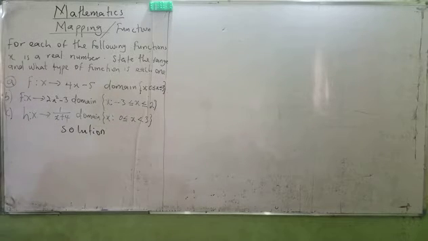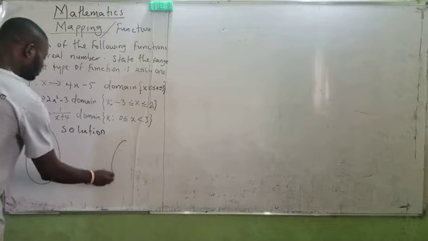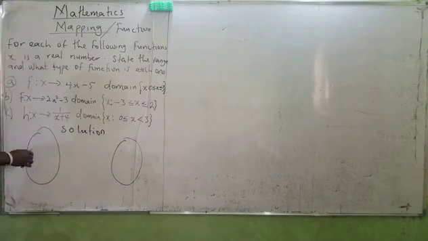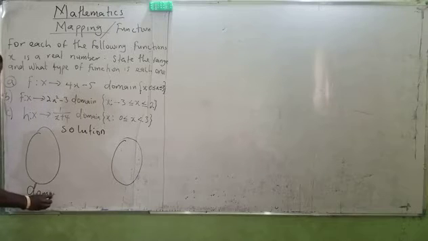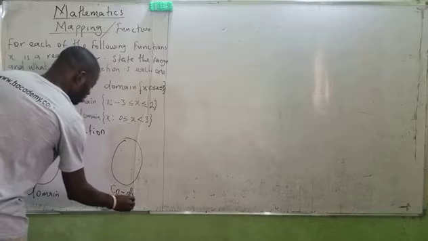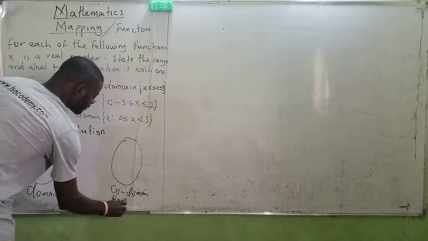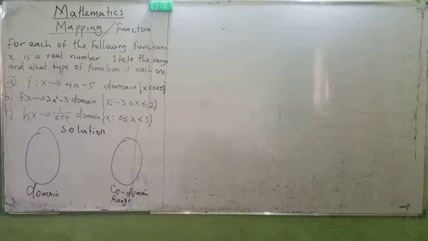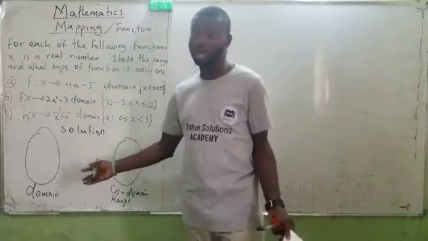Okay, look at this question. The first thing is, take note of this very well. This is called the domain, and this is called the codomain. Some people can call it range. Don't forget that, you can call it range. It can also be called image and pre-image. Use whichever is convenient for you.